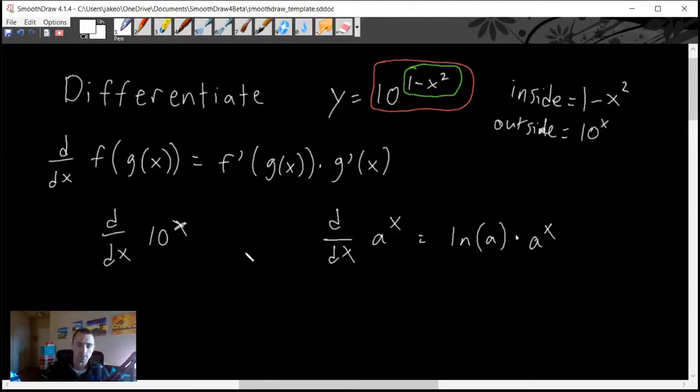What this formula tells us is the derivative of 10 to the x is going to be natural log of 10 times 10 to the x.